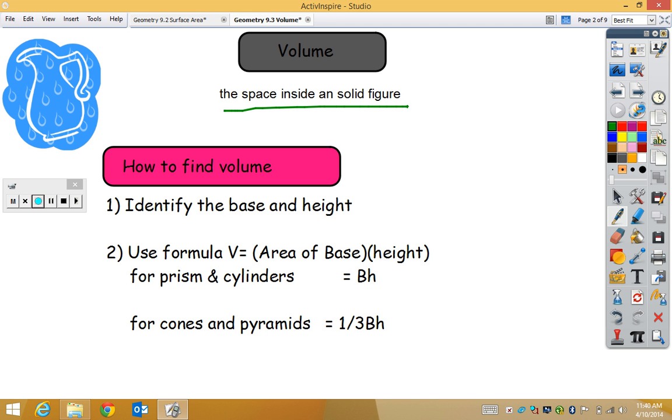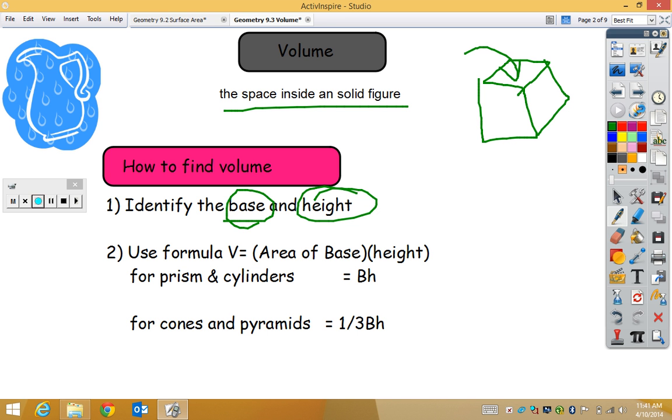How much would it actually take to fill if you had, for say, a box? How much is in there? How much is actually inside the box? So how do we define volume? Well, in volume, you always are going to have a base and a height. So you need to identify the base and the height.